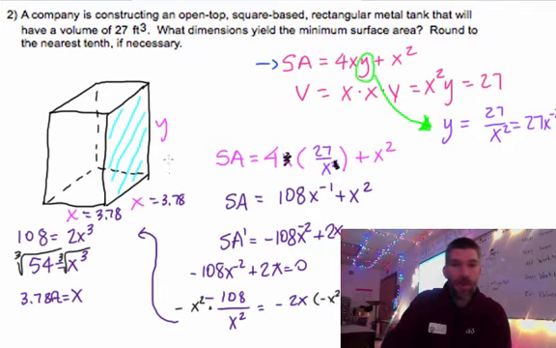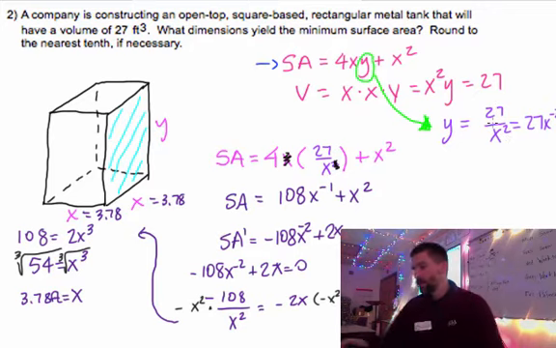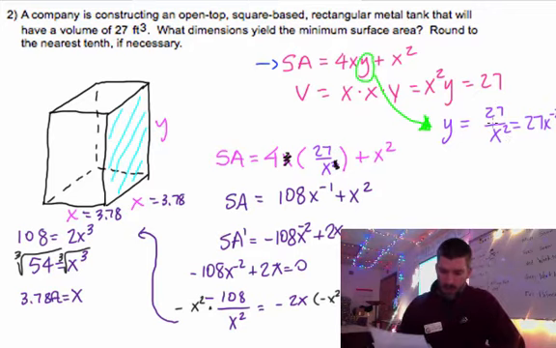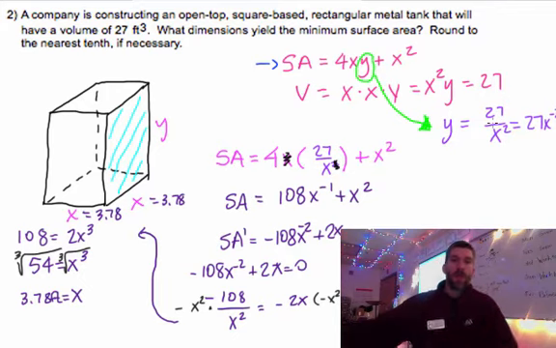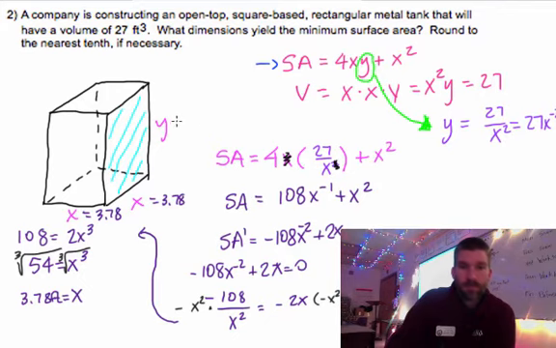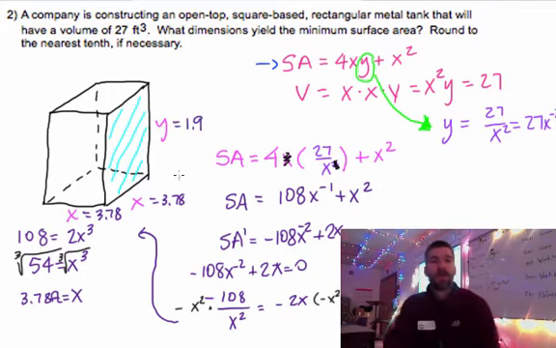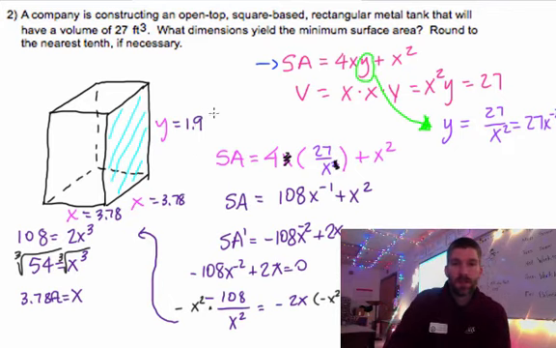3.78, and then the y value, what's y? Well, it's right here. That's what y is. So when you punch that into your calculator, you should get, let me double check, you should get 1.9. So there you go. The dimensions, and all of these, of course, are in feet.